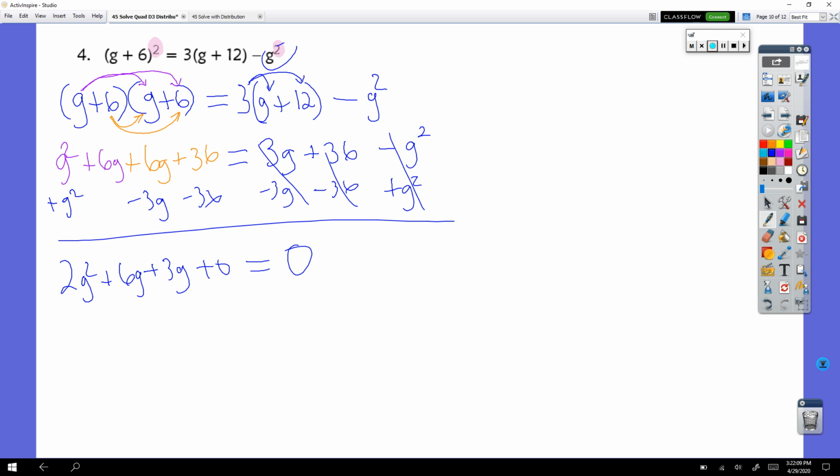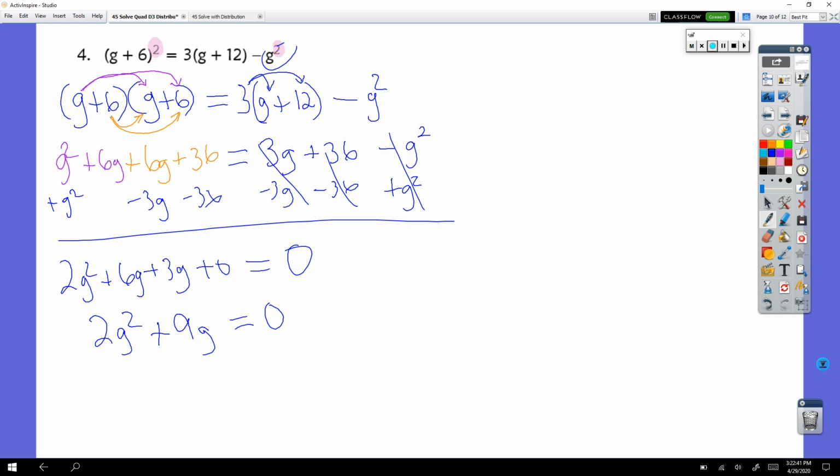I see some like terms, so before I decide on how to do my factoring, I'm going to add my like terms together. The 2g squared didn't have like terms, but 3g and 6g are like terms. And with the plus 0 at the end here, I don't need to write that down because of the additive property of 0.